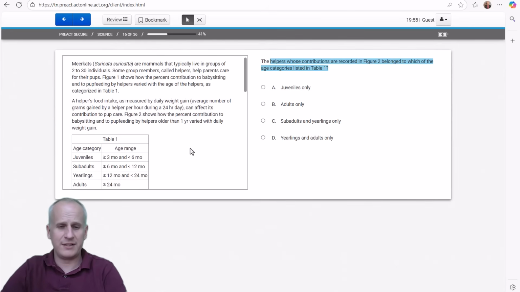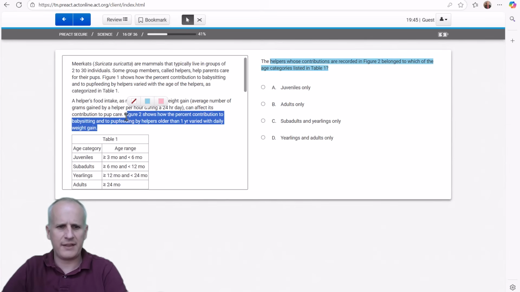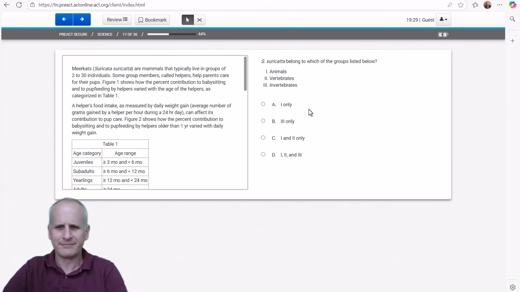And we understand we've avoided these to this point. But now if there's information I can't find, I've got to assume, at least first, that it's going to be in the accompanying text. And we can see right here that figure 2 shows how the percent contribution to babysitting and pup feeding by helpers older than 1 year. And older than 1 year is going to be yearlings and adults. So not subadults and yearlings and adults. We'll select choice D and move on to the next question.